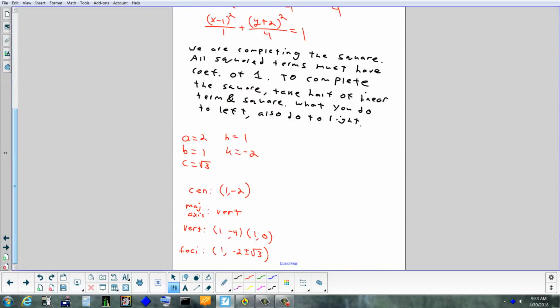Okay, so that's ellipses. So tomorrow we'll finish conic sections with hyperbolas, and then we'll be done with the packing.